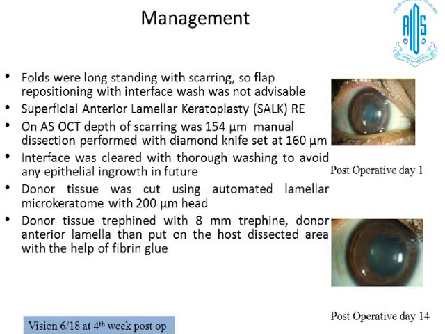For the donor cut, we would have been happy if we had a thinner blade, but we had a 200 micron head. You can control the depth of the cut a little bit. If you go faster with your microkeratome blade, you go a little deeper, and if you go a little slower, it can be superficial, but that is really a very approximate technique, so you can't fine-tune it perfectly. The donor tissue was trephined at 8 millimeters, and it was placed on the host bed. The patient had a vision of 6/18 at 4 weeks post-operative, and this patient was treated with Ma'am's technique of using fibrin glue, so she had no sutures at all.